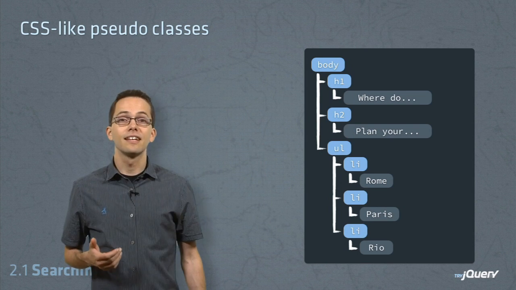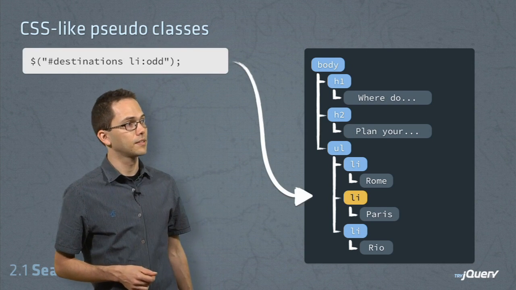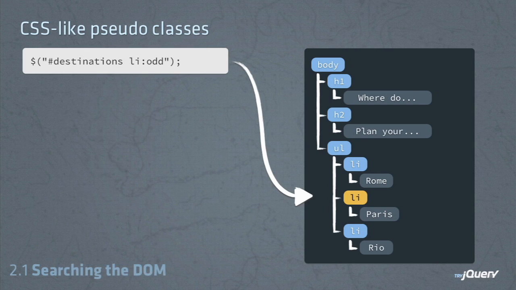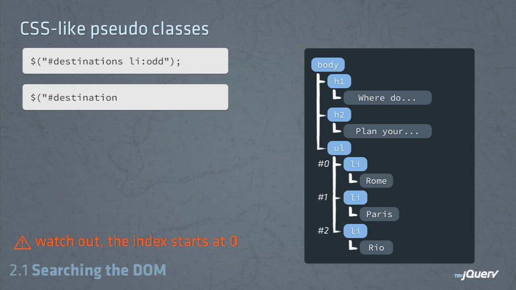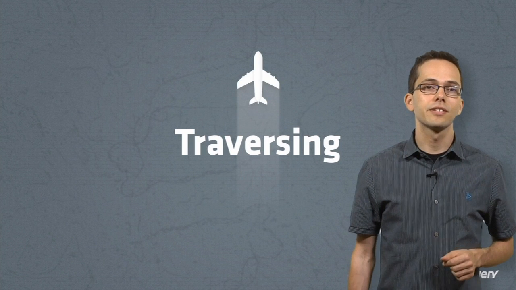If we wanted to select every other list item, we might want to use the odd pseudo class. So in this case, it would only select the middle list item. This might not seem intuitive at first, but you have to understand that the index for these list items starts at 0, like so. So that's why the odd only selects the middle item. If we used even, it would select 0, 2, 4, 6, and so on. Time for you to use some of these selectors in the challenges.